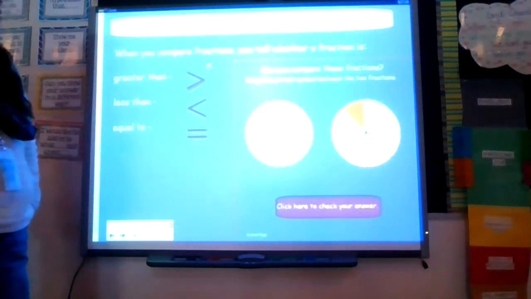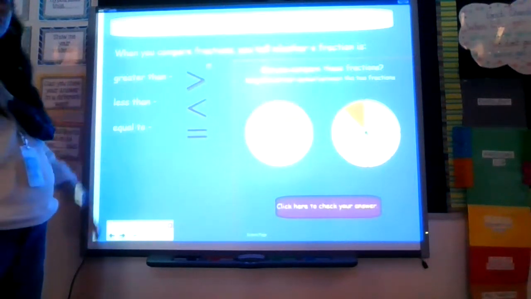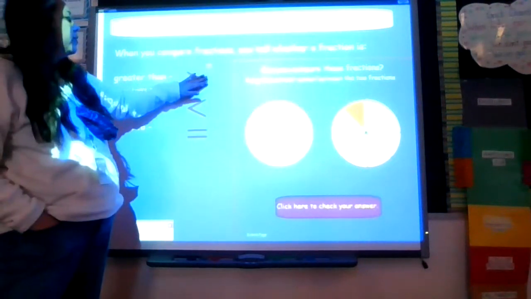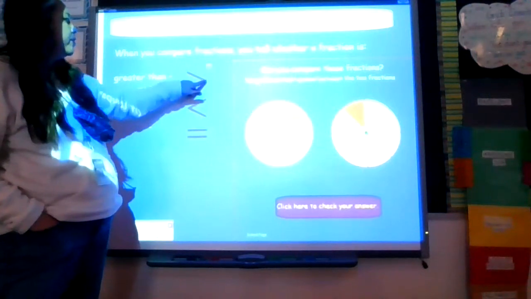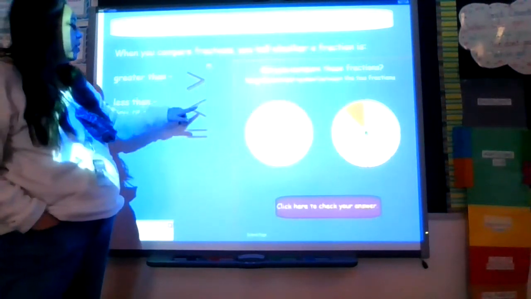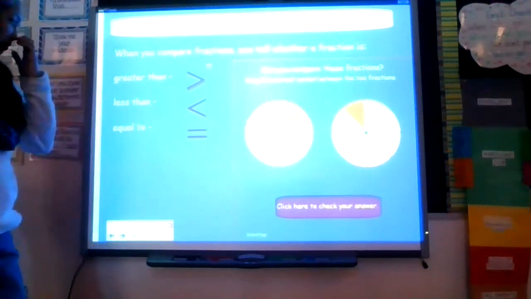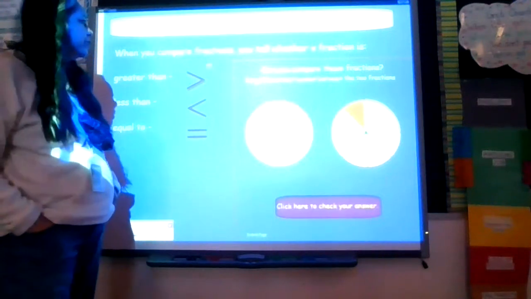When you compare fractions, you can tell whether a fraction is greater than, less than, or equal to. We use these symbols in our class before, but I like to tell my students put 2 dots by the bigger one because you read it greater than, and 1 dot by the smaller one and connect the dots, the numbers. And that's one way to not get your symbols confused, because this is less than and equal to.